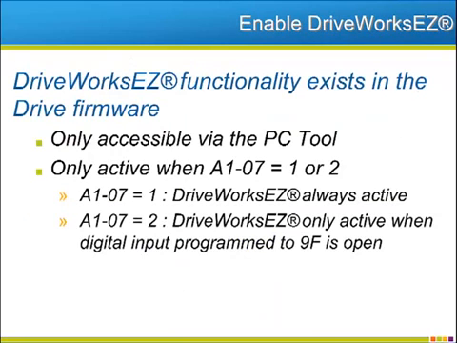Now that you have set up communication between your PC and the drive, you must enable DrivesWorksEZ. You can enable it in one of the following two ways. By setting parameter A107 equal to 1, the DrivesWorksEZ program will always be active. If you prefer to enable and disable the DrivesWorksEZ programming manually, set parameter A1000 equal to 2 and set any digital input parameter equal to 9F.